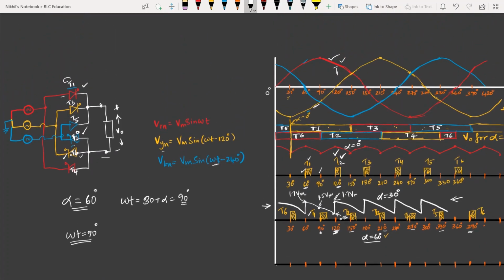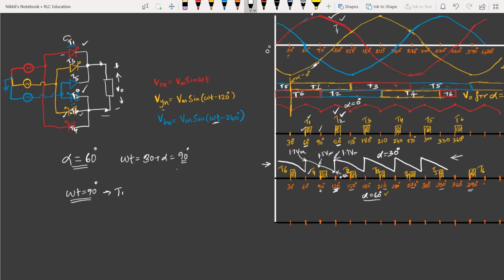If you see, T1 is ready, R phase is always high, therefore T1 will be conducting. And just before 90 degrees, see who was least? B phase, isn't it? So I can say at 90 degrees, okay, T1 and T6 will be conducting. Okay, T1 and T6 will be conducting.